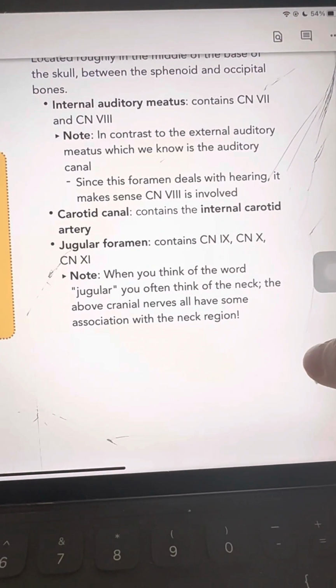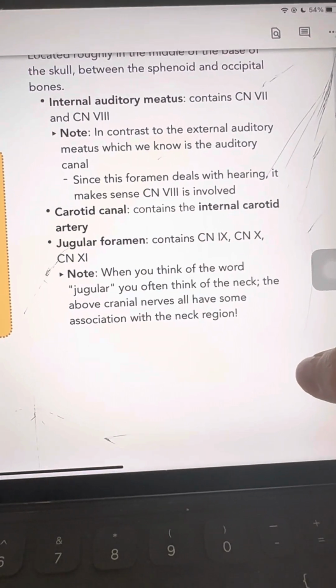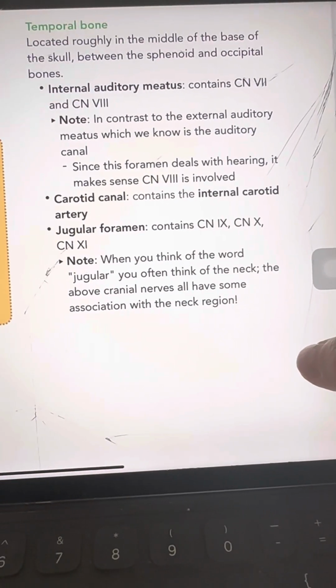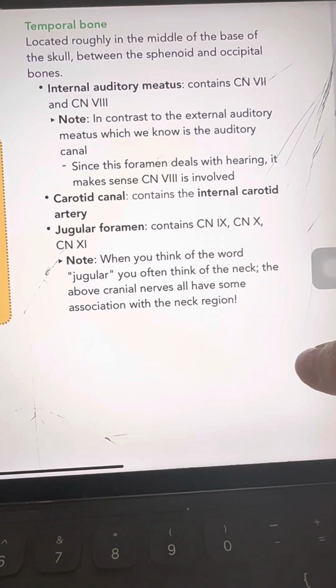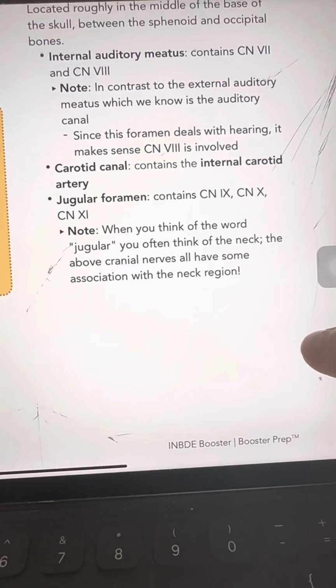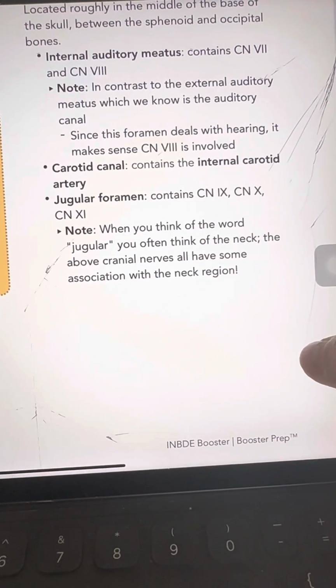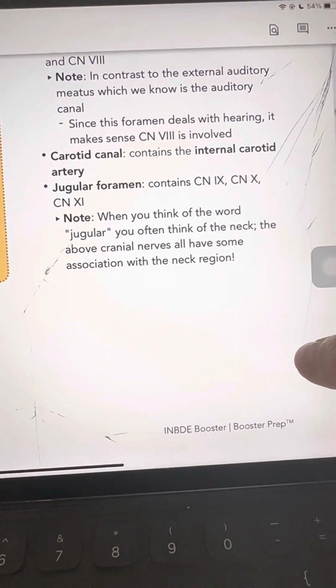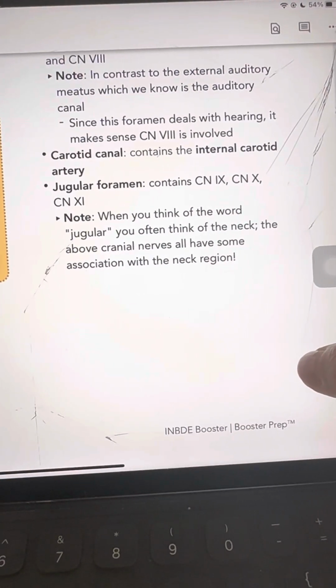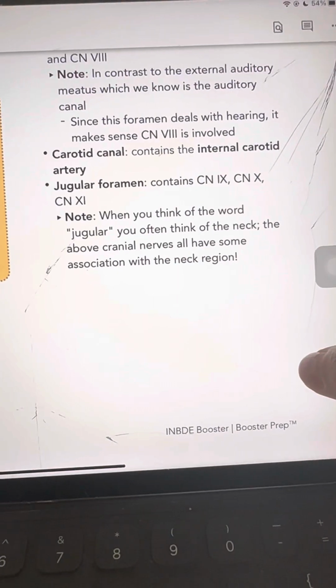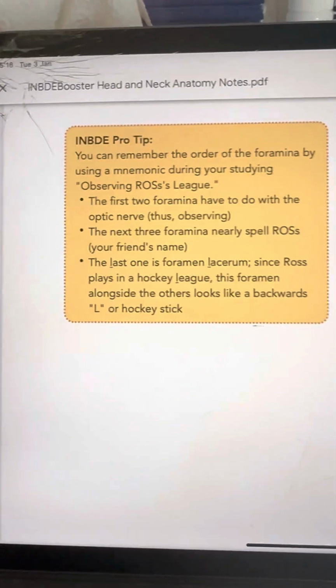Carotid canal contains the internal carotid artery. Jugular foramen contains CN9, CN10, CN11. Note: when you think of the word jugular, you often think of the neck. The above cranial nerves have some association with the neck region.